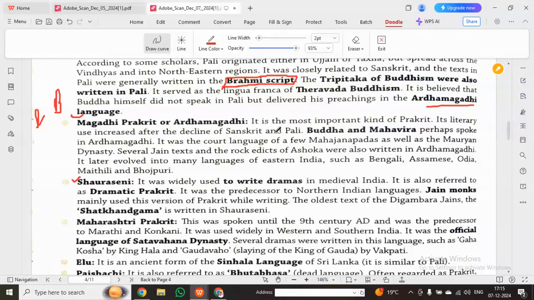Its literary use increased after the decline of Sanskrit and Pali. Buddha and Mahavira perhaps used the Ardhamagadhi. It was the court language of a few Mahajanapadas as well as the Mauryan dynasty. So several Jain texts and the edicts of Ashoka were also written in Ardhamagadhi. It later evolved into many languages of Eastern India such as Bengali, Assamese, Odia, Maithili and Bhojpuri.